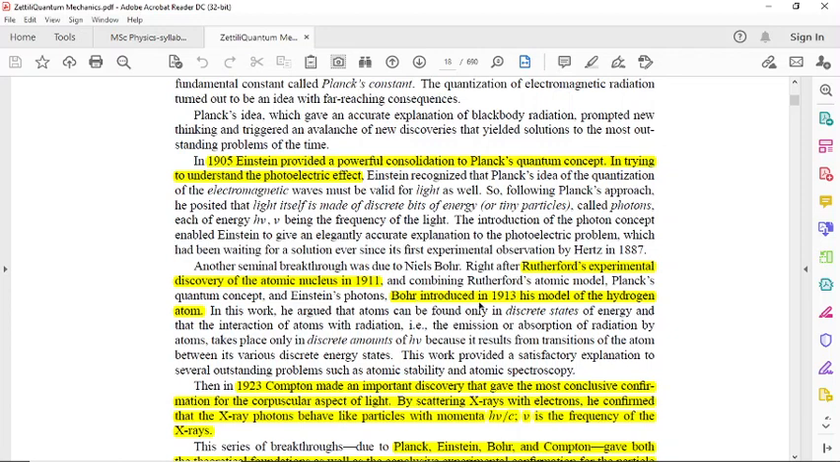In 1913, Bohr introduced his model of the hydrogen atom.